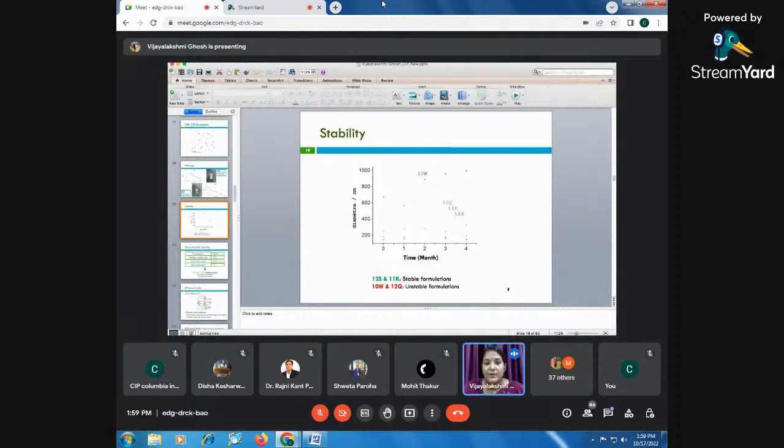Then we moved on to check the stability of the formulations. Here again, as we said, 12S and 11K are our best formulations, and they were stable. That means the droplet size did not change with time. But formulations like 10W and 12Q were unstable because, as we see, the droplet size increased as we increased the storage time.